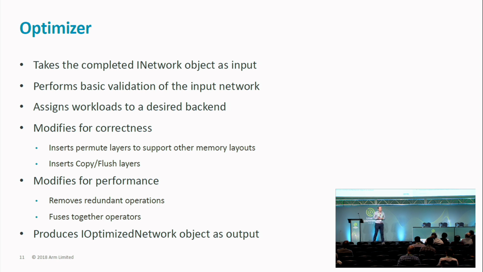So it reinserts permute layers if you have an operator that only works in a certain orientation of input data. So you may know the NHWC, NCHW formats, so different in-memory representations. It will handle those conversions. Inserts copies and flushes for transitioning between devices, and then tries to modify for performance, so fusing and removing redundant operations to make things more efficient. And then that emits the optimized network object that's an immutable object that then you can run inference on.